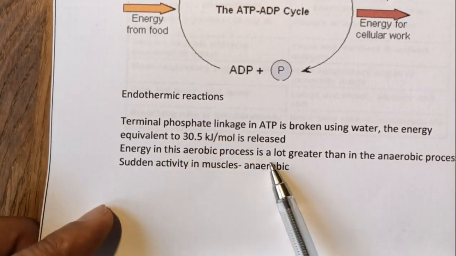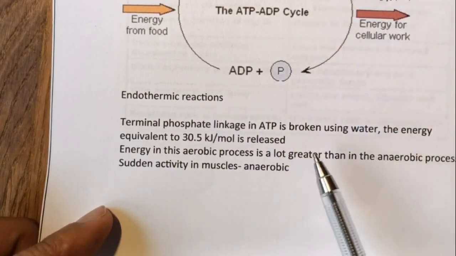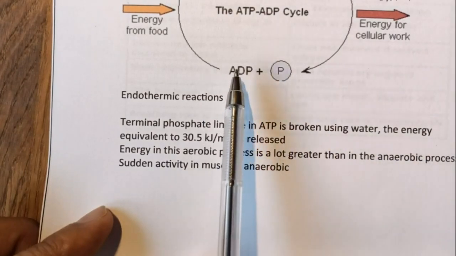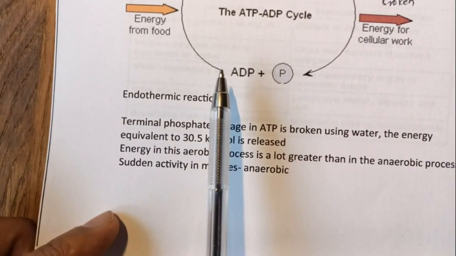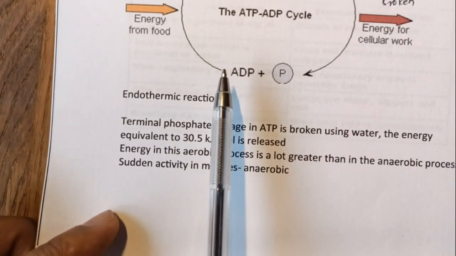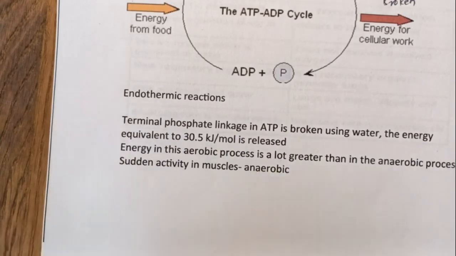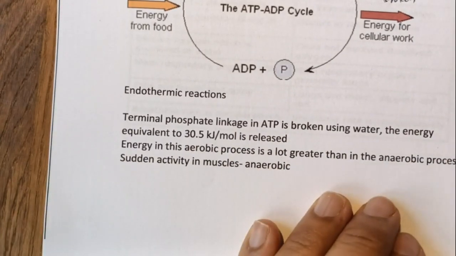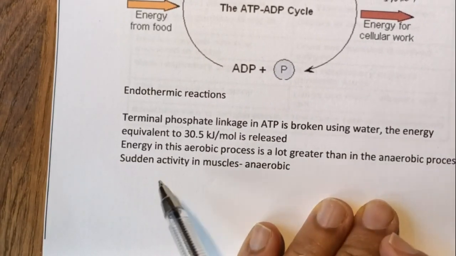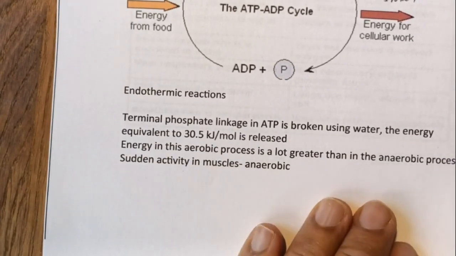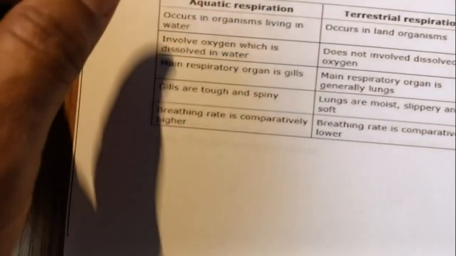Energy in this aerobic process, this process involves aerobic mechanism, at least in the beginning, and then if it does take place in mitochondria, then the energy released is much greater than in anaerobic processes, in comparison to the fermentation or the anaerobic processes that take place in muscle. So aerobic is a more energy efficient process than anaerobic.